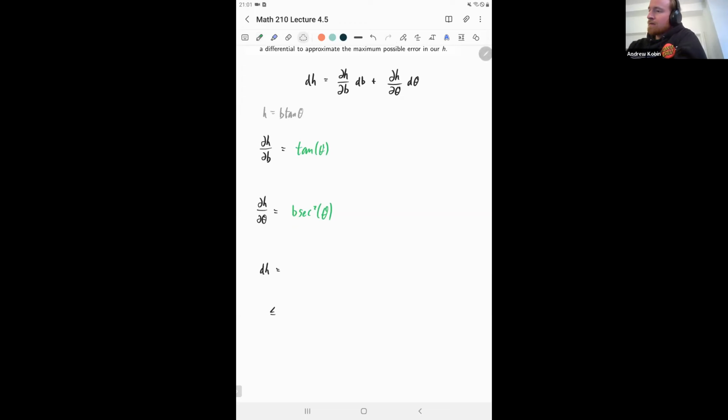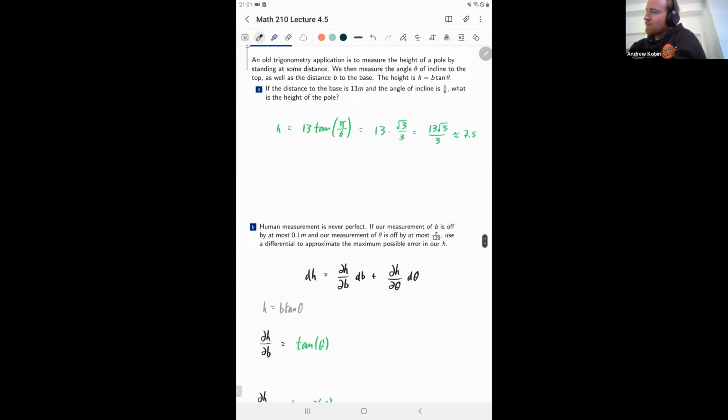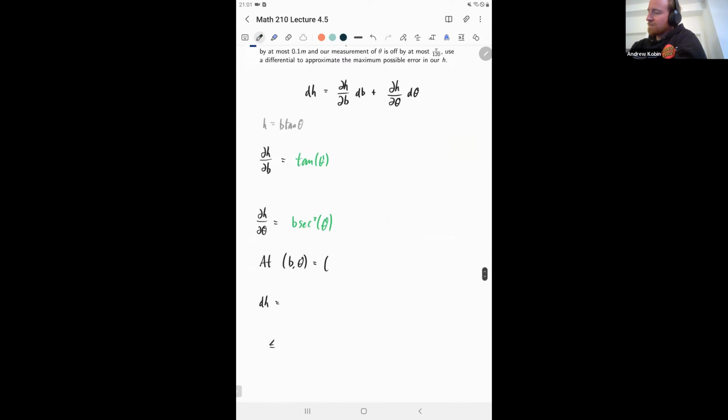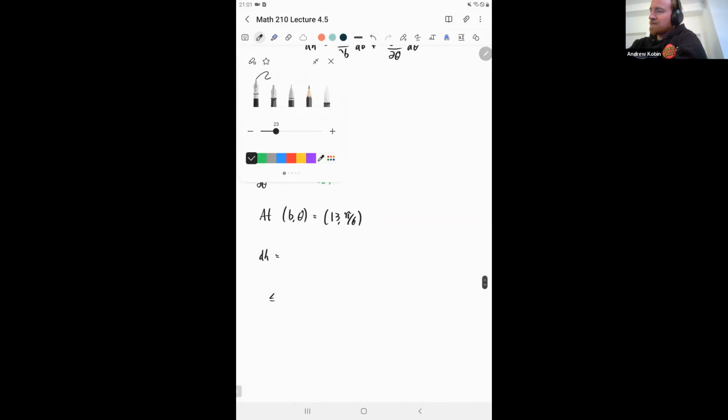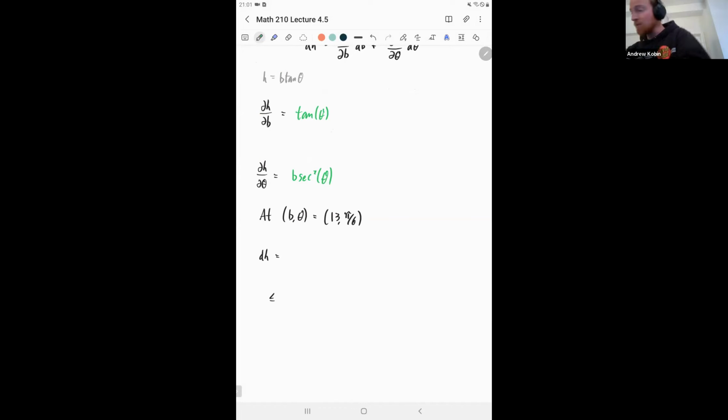So at the point b, theta, sorry, I actually forgot the point. What was our point? 13 and pi over 6. So at that given point, let's see how close to the true value of the pole we are guaranteed to be given these error tolerances for the base and the angle measurements.